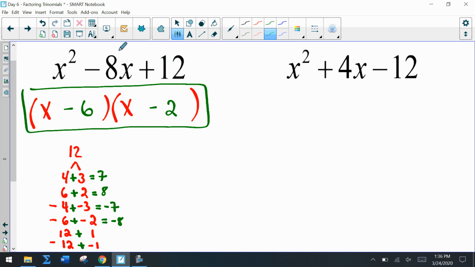Factors of the last term that add up to the middle term. Negative 6 times negative 2 is positive 12. Negative 6 plus negative 2 gets us negative 8. So I'm going to keep the factors here so we can practice this next one. Why don't you all try that one out by asking yourself, what are factors of negative 12 that add up to positive 4?